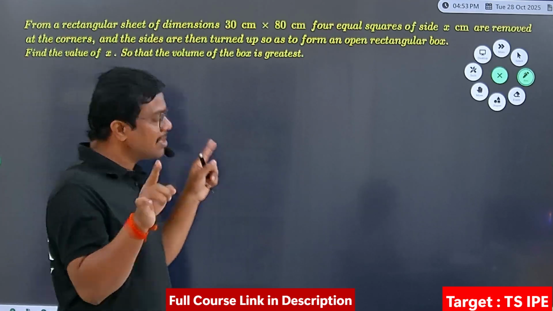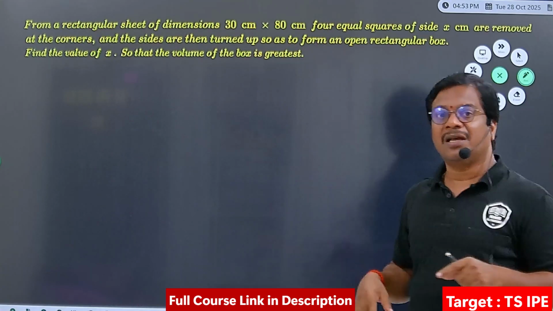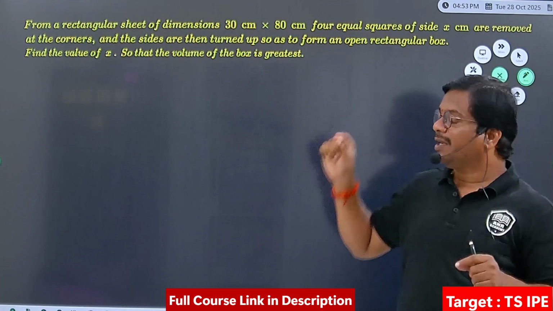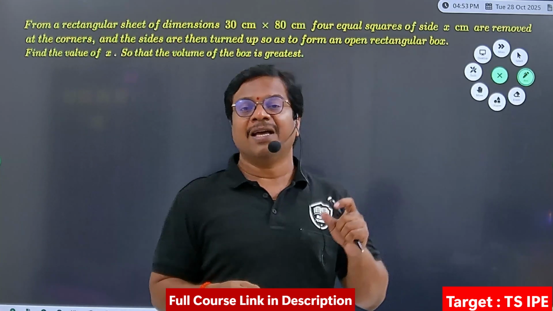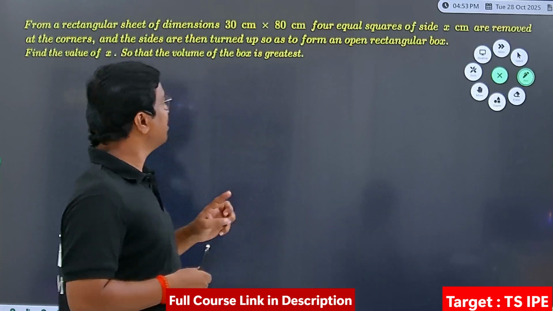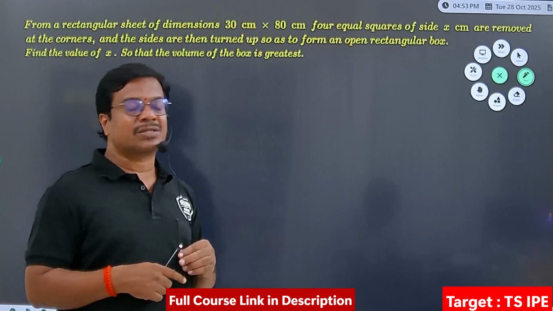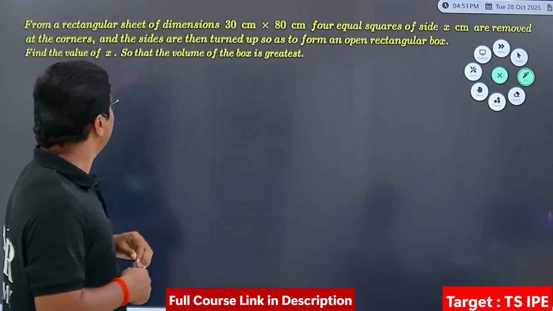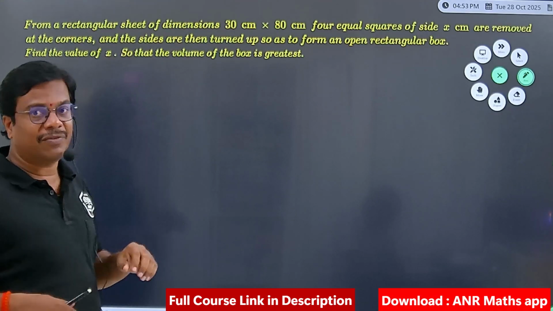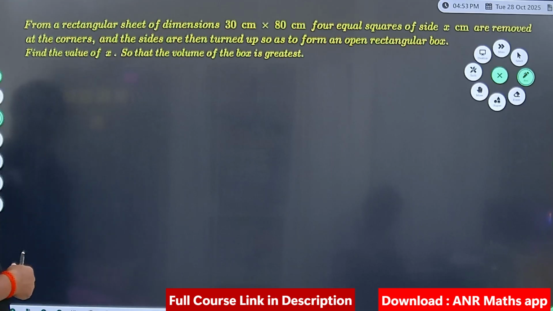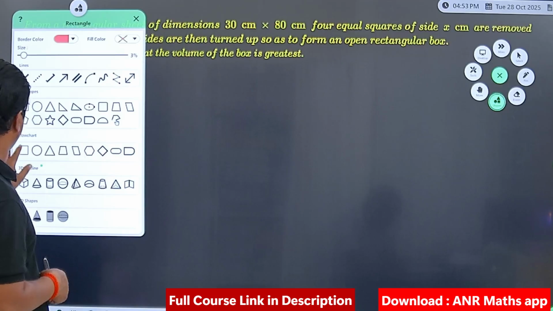There is a rectangular sheet, its dimensions given as 30 centimeters and 80 centimeters. At corners, x centimeters each side, a square on 4 corners removed, and then that sheet turned as to form a rectangular box, and the volume of box should be greatest, then what is the value of x? This is the question. Let us suppose I am going to select a rectangular box.